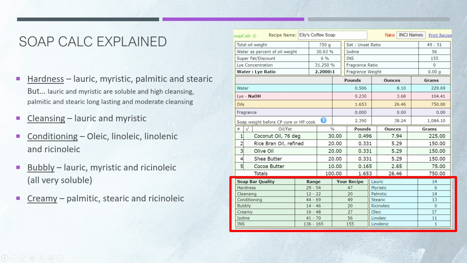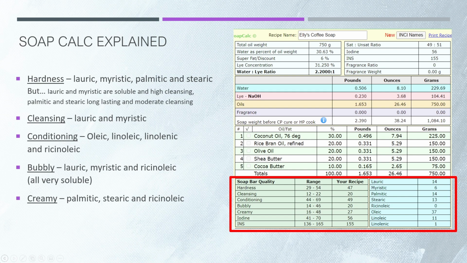And finally, creamy down the bottom. I will go into iodine and INS in the next slide, but creamy is a combination of palmitic, stearic and ricinoleic for Soapcalc, which are good. Creamy is a good one to look at, I think, because it's talking about lather really and the texture. If your soap has a good creamy factor, you've probably got a fair amount of palmitic and stearic. But what I will say with all of these is, unless you know exactly what they mean and you're looking at your fatty acids as well, they can be a bit misleading. That's the moral of this story.